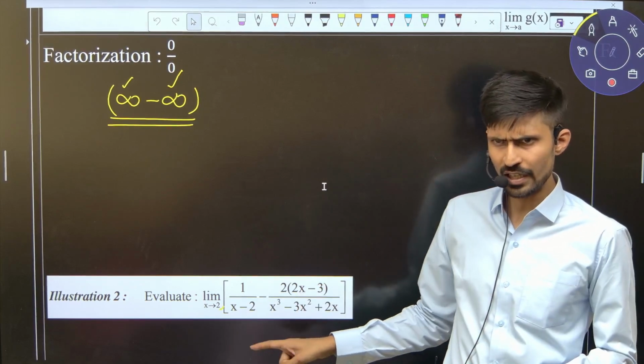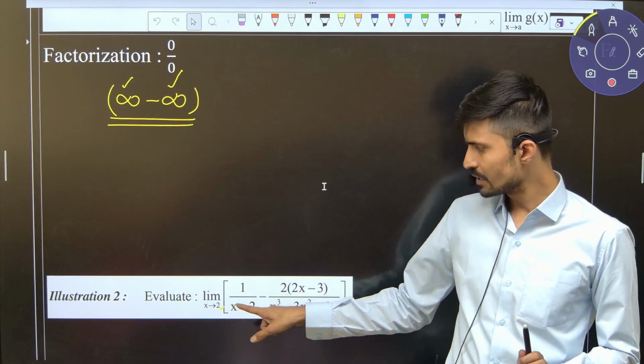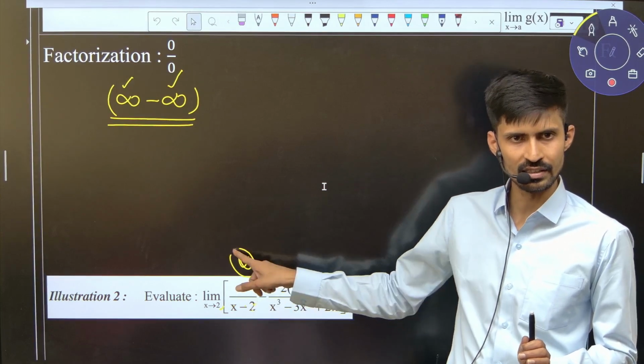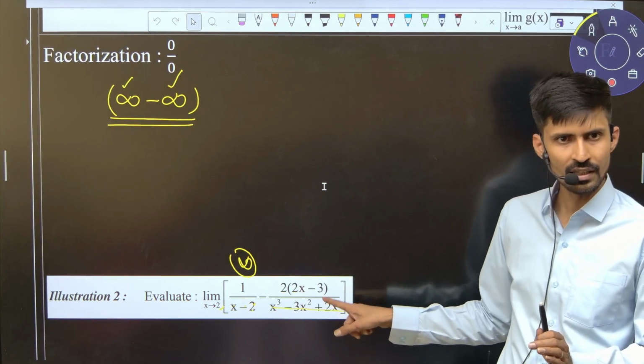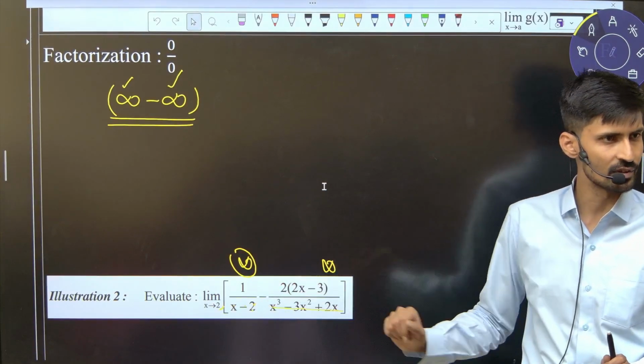2 plus and 2 minus both. So let's think x is 2 plus. So 2 plus minus 2 is 0 plus, and 1 by 0 plus is plus infinity. And when you put x as 2 here, again this will give 0 plus, and something by 0 plus will again give infinity. It means this form is infinity minus infinity form.